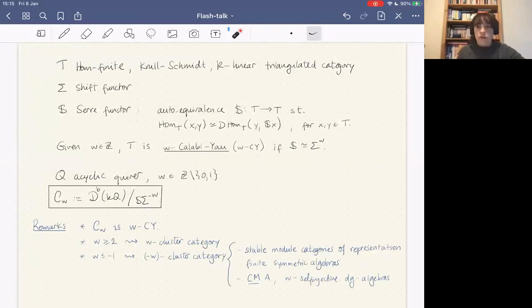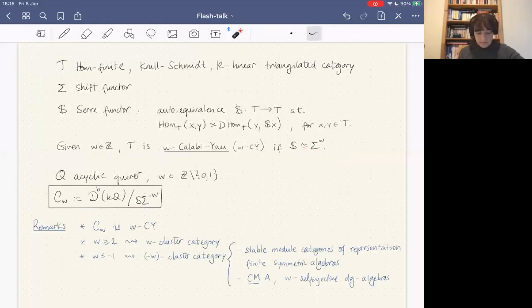Let me just quickly recall what Calabi-Yau means. So you have a nice triangulated category. By that, I mean a Hom-finite Krull-Schmidt K-linear category with a shift functor, sigma, and we have a Serre functor. And this just means it's an autoequivalence satisfying this isomorphism. And given an integer W, we say that the triangulated category is W Calabi-Yau if this Serre functor is isomorphic to this shift to the W.